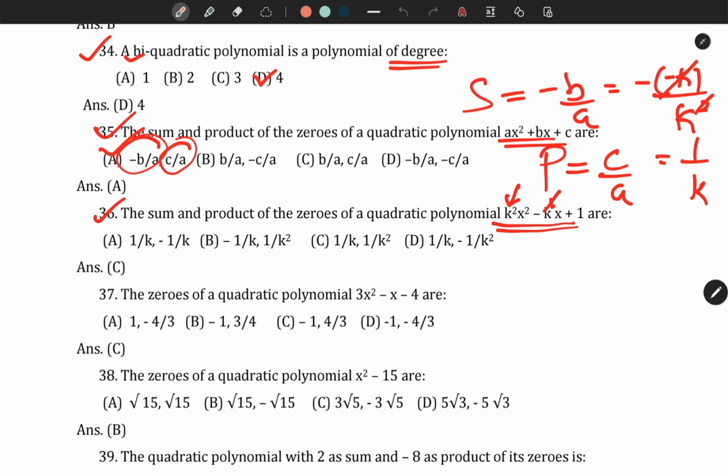And product, how do you calculate the product? This is the formula of product here. Product is c by a, and in this case, c is 1, a is k square. The coefficient of x square is called a. So here the number in front of x square is k square. So we're getting sum is 1 by k, product is 1 by k square. So correct option is 1 by k and 1 by k square.